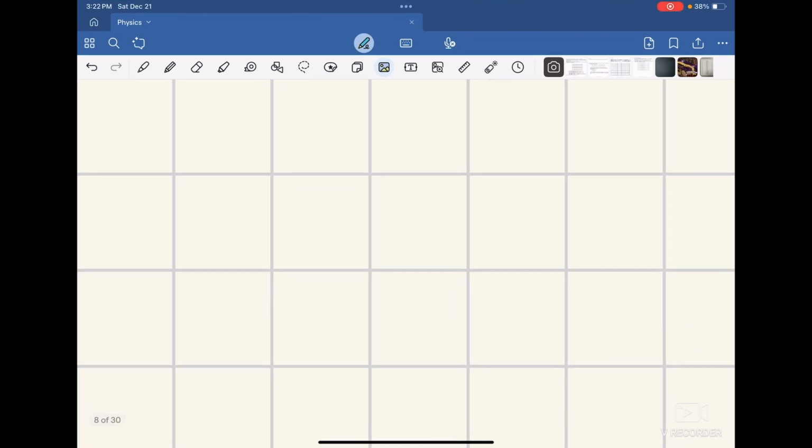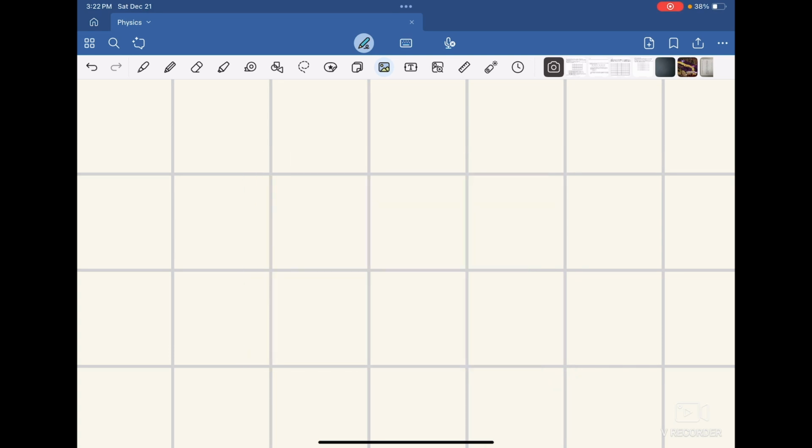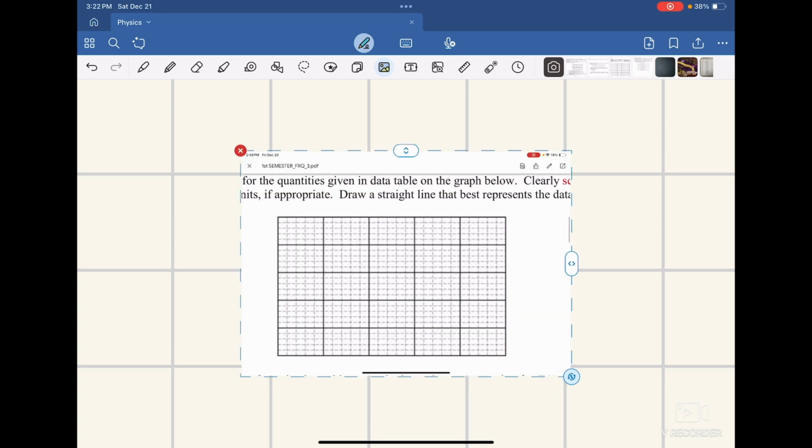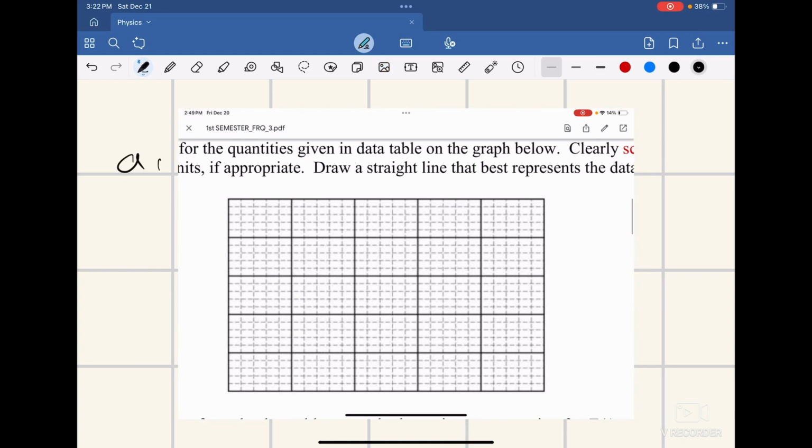Hello, Mr. Long. This is FRK number 3, part 8. We are asked to plot the data points for the quantity given in the data table, right? I'll bring out this graph, and this is part 8. We're asked to graph below the table above.